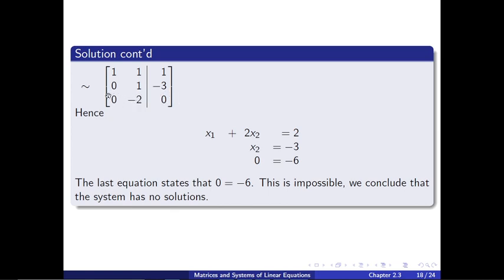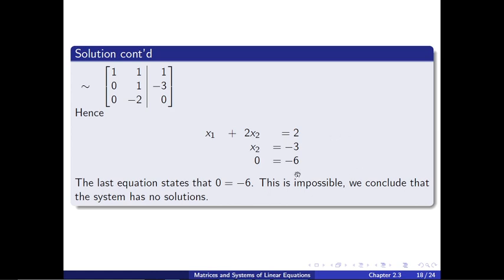So this will be corrected in the PDF that will be put under Dr. Madana's notes, but this is 0 there and minus 6. So in the end, we are left with x1 plus x2 is equal to 1, x2 is equal to minus 3, and then 0 is equal to minus 6. So again, this will be corrected.